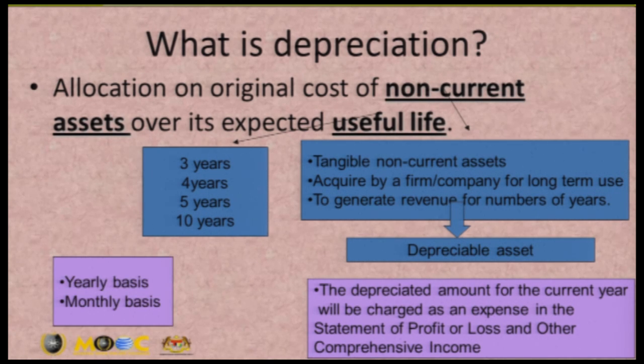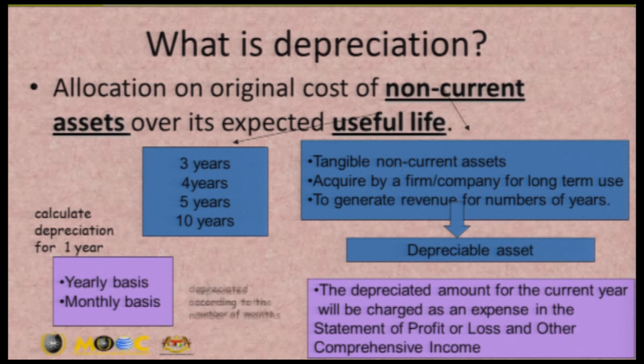Next, we're going to look at there are two bases that can be chosen by a company when providing depreciation on its non-current asset. Either they use yearly basis or monthly basis. Yearly basis is the simple one, whereby company is going to calculate depreciation for 1 year. No matter when the asset was acquired, the depreciation will be provided for 1 year. For example, if the asset is acquired in July, the depreciation provided is still for 1 year.